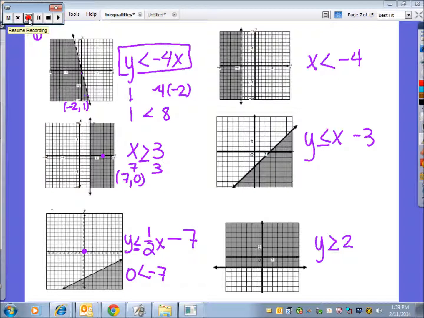And here are the 3 answers for these 3 graphs. The first one, x is less than negative 4. The next one, y is less than or equal to x minus 3. And the bottom one, y is greater than or equal to 2.